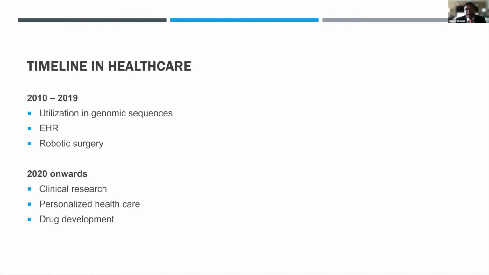The timeline, how it has progressed: from 2010 to 2019, the first decade, and maybe even a little bit before 2010, the role was especially in utilization in the genomic sequences. When the whole human genome was being mapped, AI helped in that aspect. EHR, electronic health records, definitely it has great value in that. In robotic surgery, it is helping, and in the last decade. Now, in this decade, what we have really seen is a great progress in clinical research, personalized healthcare, and in drug development.